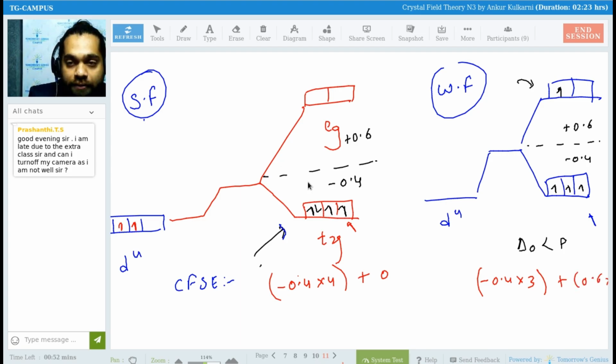Are you getting it, everyone? So over here, this will become minus 1.6. What will be the value of it? Calculate. 1.2 minus, so this will become minus 0.6. Yes, this will become minus 0.6. Are you getting it, everyone?